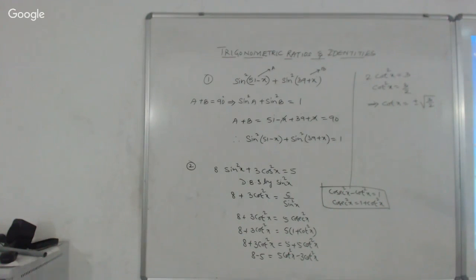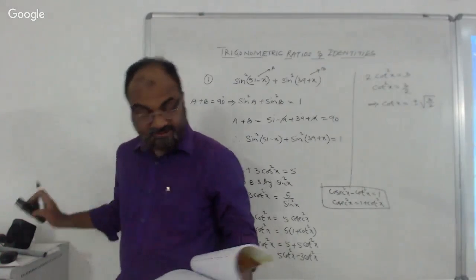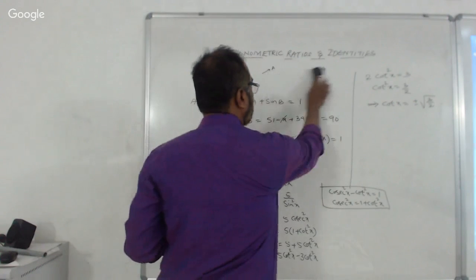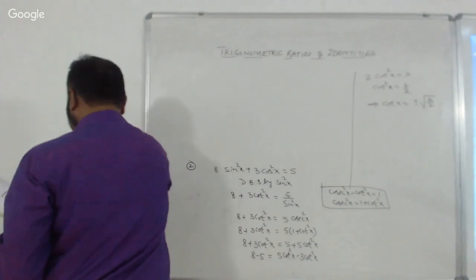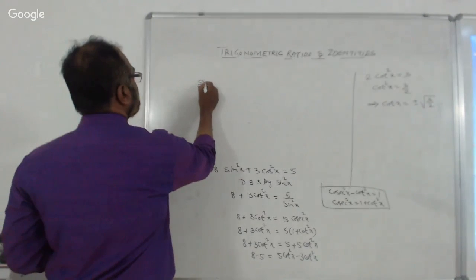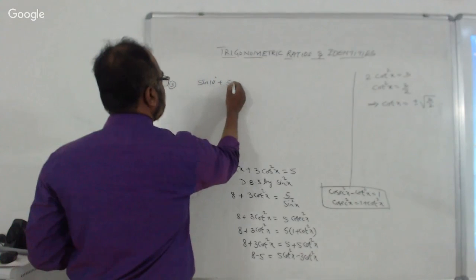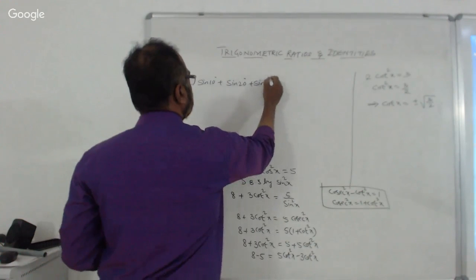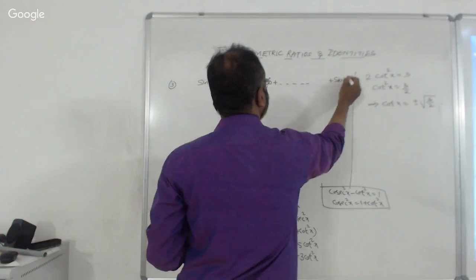Now, one more question we had. That is sin 10 plus sin 20. One more homework problem we had: sin 10 plus sin 20 plus sin 30 plus so on till sin of 360.